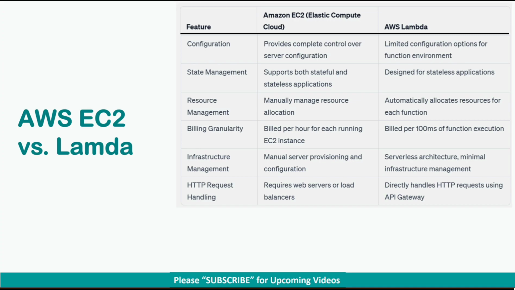EC2 supports both stateful and stateless applications, whereas Lambda is designed for stateless applications. EC2 allows you to manually manage resource allocation. On the other hand, Lambda automatically allocates resources for each function. EC2 service is billed per hour for each running EC2 instance. Lambda is billed per 100 millions of function execution. EC2 requires manual server provisioning and configuration, whereas Lambda provides serverless architecture, which means minimal infrastructure management. Regarding HTTP request handling, EC2 requires web servers or load balancers, whereas Lambda directly handles HTTP requests using API gateway.